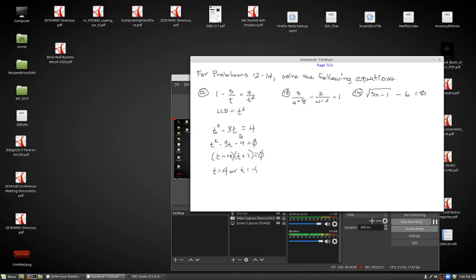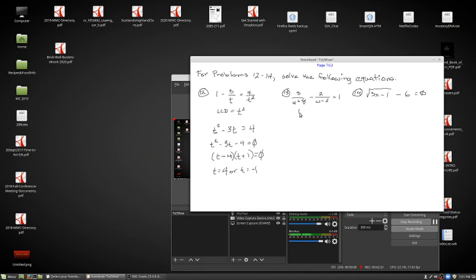Now, the thing we would have had to watch out for, in the original equation, these are undefined if t is 0. So if it ended up that one of our answers was t is equal to 0, we would have to throw that out. Okay, let's move on to 13.